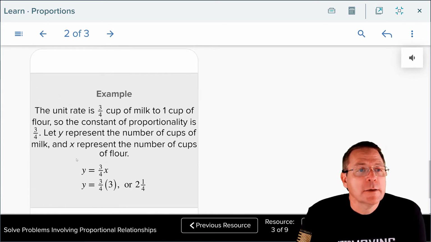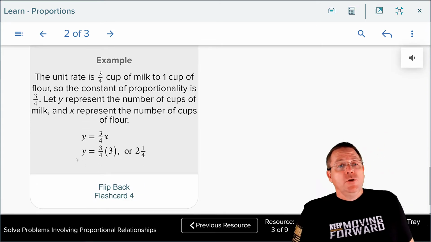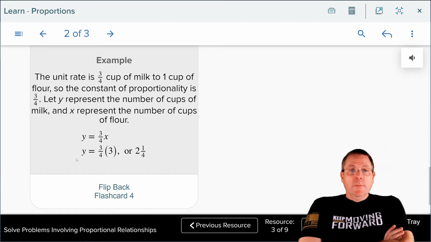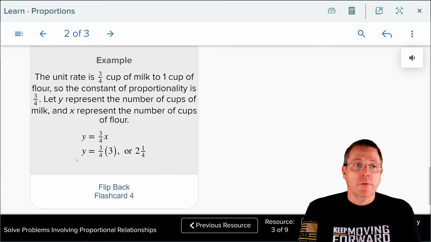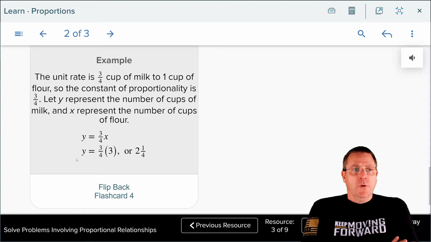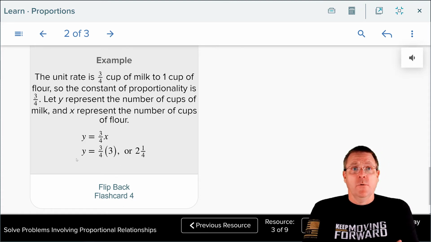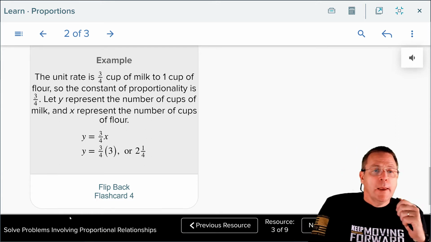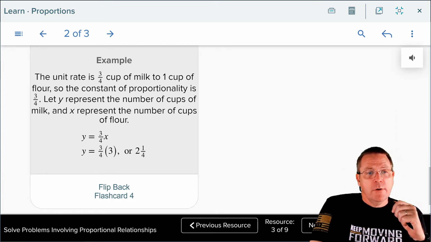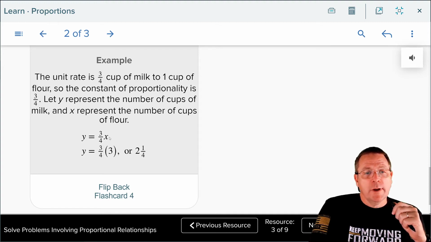And the last one, I think this is going to be, the unit rate is 3/4 cups of milk to 1 cup of flour. I showed you on the table how they found that. So your constant of proportionality is going to be 3/4. You can let y represent the number of cups of milk. You can let x represent the number of cups of flour. And right here we have a direct variation equation where y is equal to k times x. Y is equal to 3/4 times x.